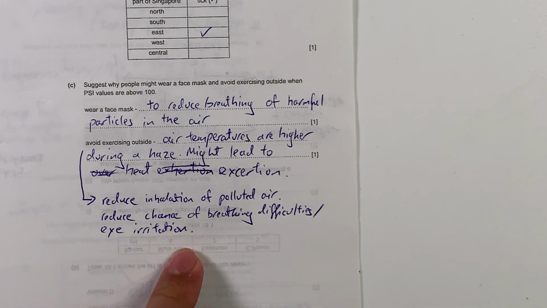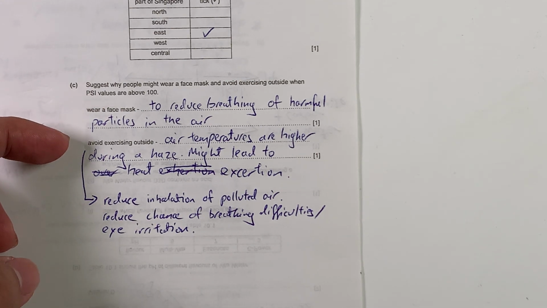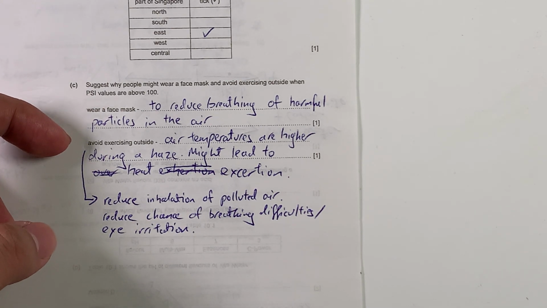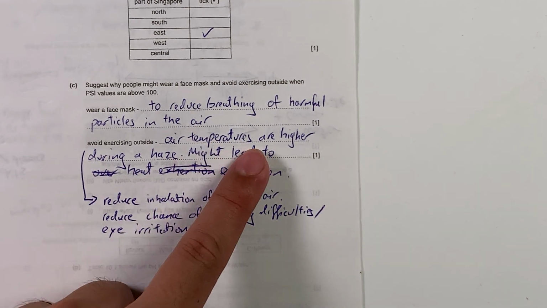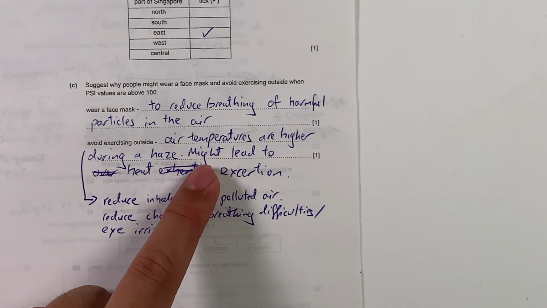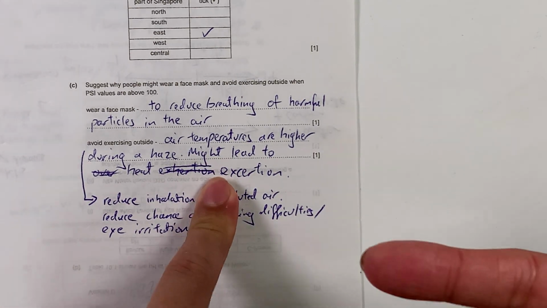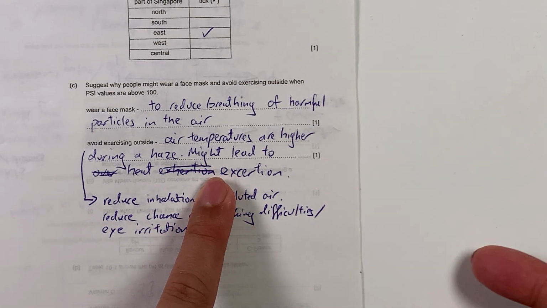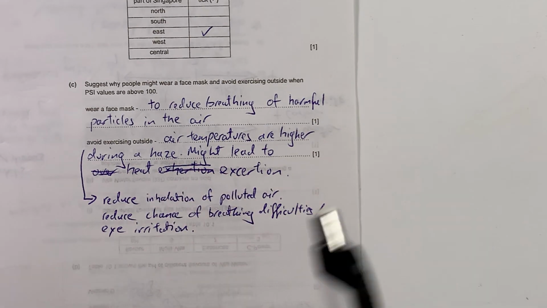Another possible answer that I think might work is, remember we talked about haze increasing the air temperatures. When haze increases the air temperatures, our body would overheat very easily. Air temperatures are higher during a haze, and this might lead to heat exhaustion. I'm not very sure whether this is a good answer or not, but I think this might be an answer as well.